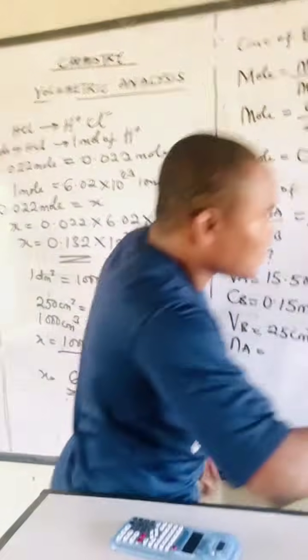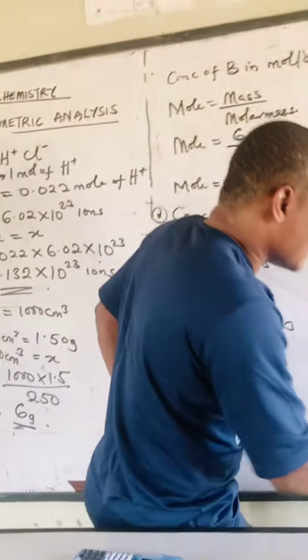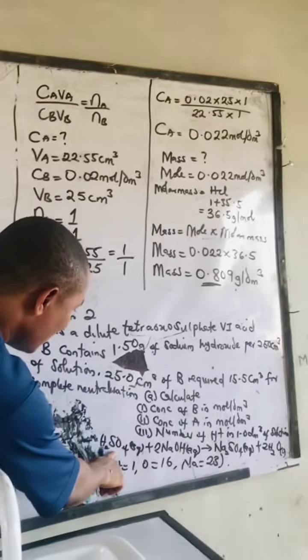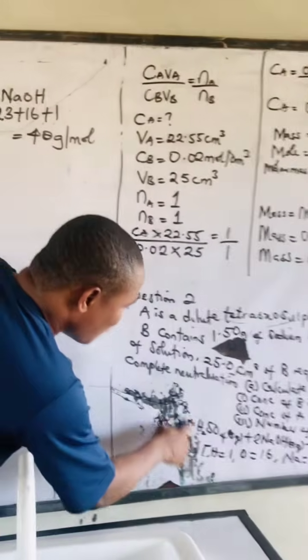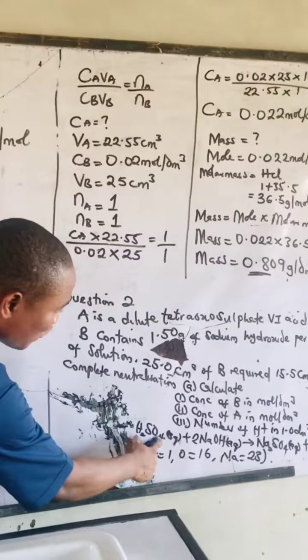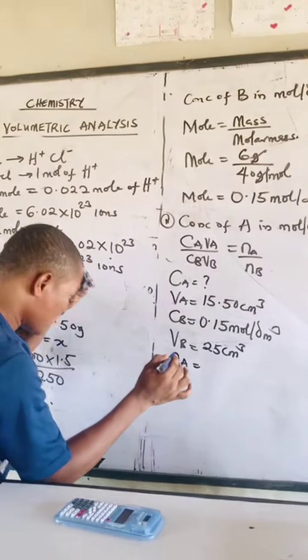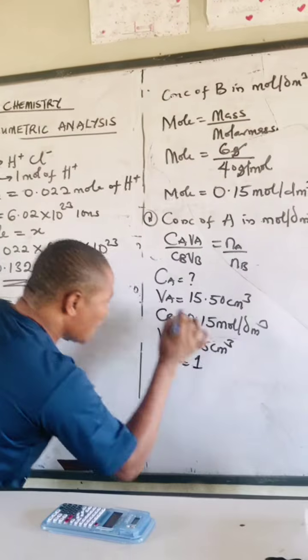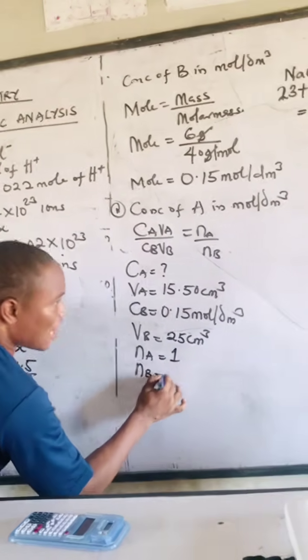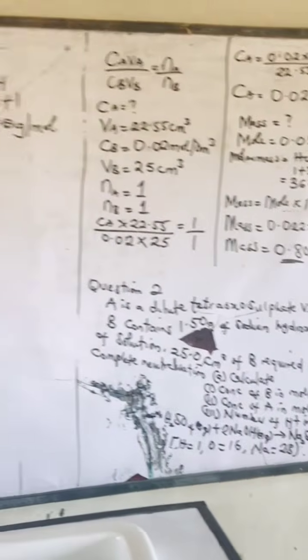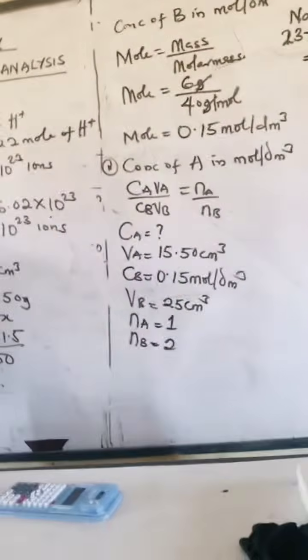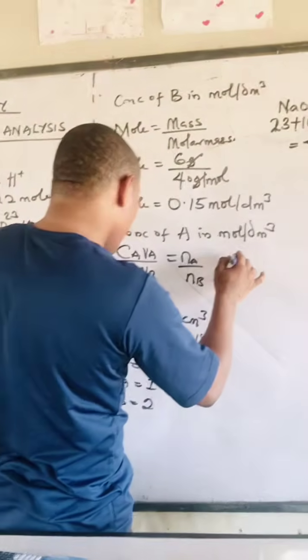And we have our number of moles of acid. That one will be gotten from the equation of reaction. Where is the acid here? That's H2SO4. We have 1 mole of H2SO4 and we have 2 moles of sodium hydroxide. So number of moles of acid is going to be 1, and number of moles of base according to the equation of reaction is 2.